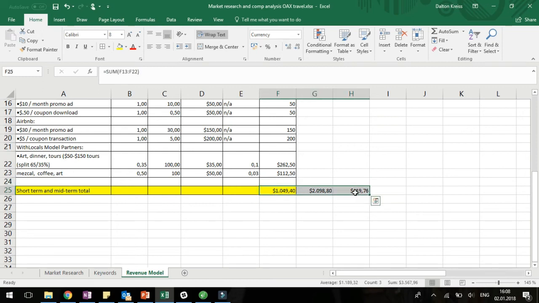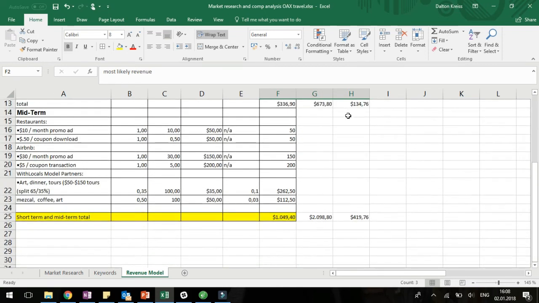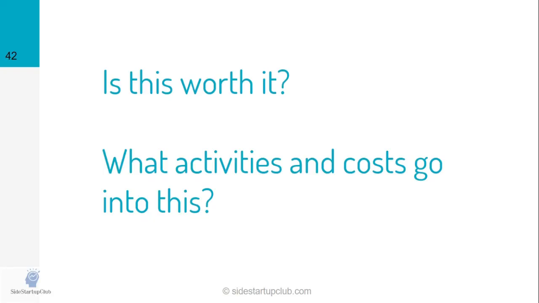So that pretty much completes part 3. We had our revenue streams defined, and then we created a most likely, best case, and worst case variable. In this case, it was how many people came to our website. And at the end, we established the best, worst, and most likely case for how much money we're going to make a month. That's not a ton of money, and we haven't even factored in what our expenses are. So we don't know if this is worth it or not.